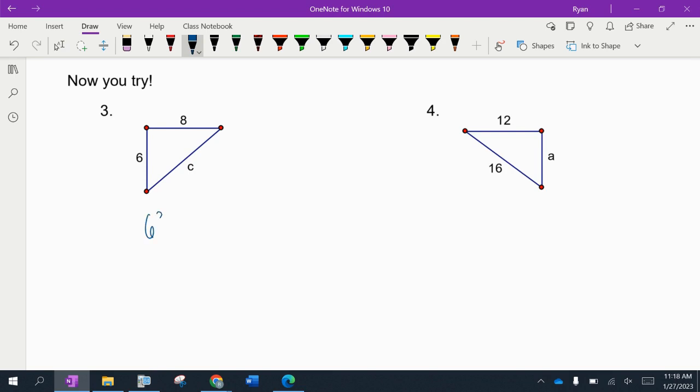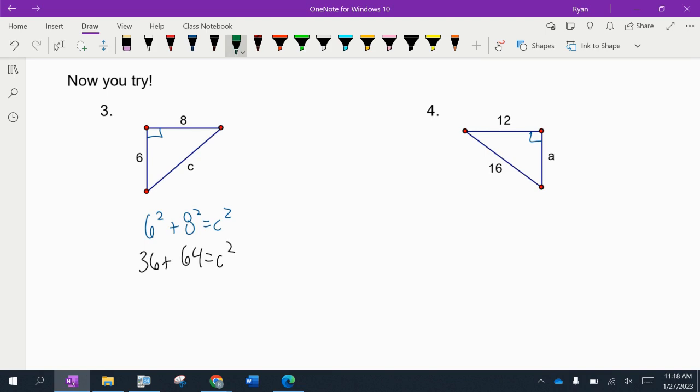What I see on this one is that 6 squared plus 8 squared is equal to C squared, because again, C should have a right angle in here. These should all be right triangles. C is the hypotenuse. It's the one across from the right angle. Use my calculator. I can get those values.